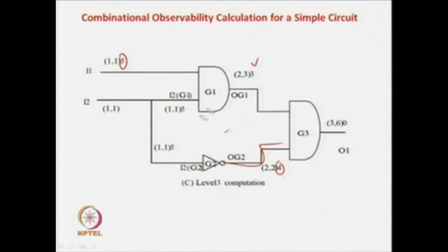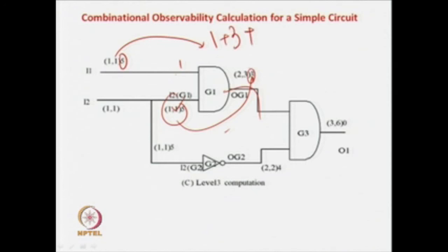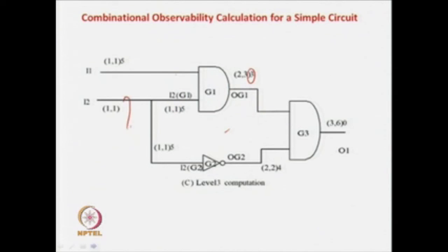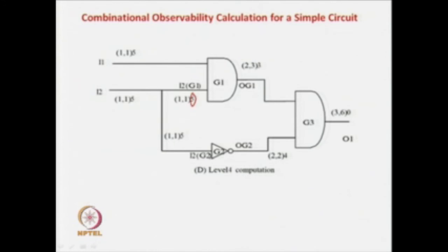Similarly, if you want to observe this net, you have to make this net 1. How difficult is it to make this 1? It is 1. Then you observe this net via this net, whose difficulty to observe is 3. So you add 3 plus 1 level jump, plus 1, which is 5. So this net is 5. Now we have calculated for all except this net, which we have to calculate. We know that the observability of this net is 5 and of this net is 5. This fanout can be observed via this and this, so the minimum of them, the difficulty of observing via this or via this, is the observability here. Both of them are equal, so we get the value of 5.